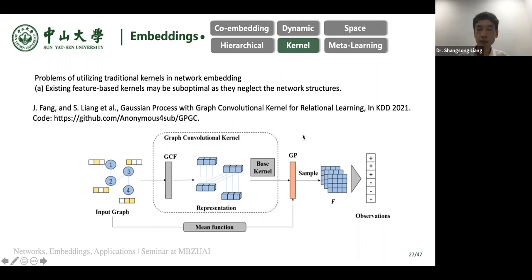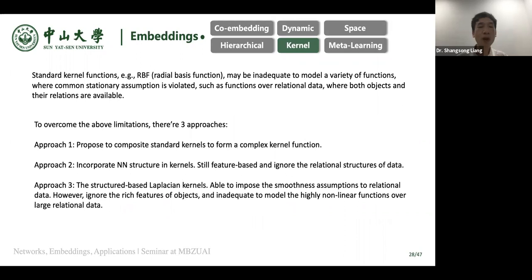And actually, in the past couple of years, a number of kernel functions have been proposed by researchers, such as the RBF kernel function. But all of these kernel functions have a number of limitations. I summarize these kernel functions into three approaches. The first approach is to compose the standard kernels to form a complex kernel function. But by doing so, the processing time is too long, and it's not really good to combine the standard kernels, because we have too many parameters to tune during the training.